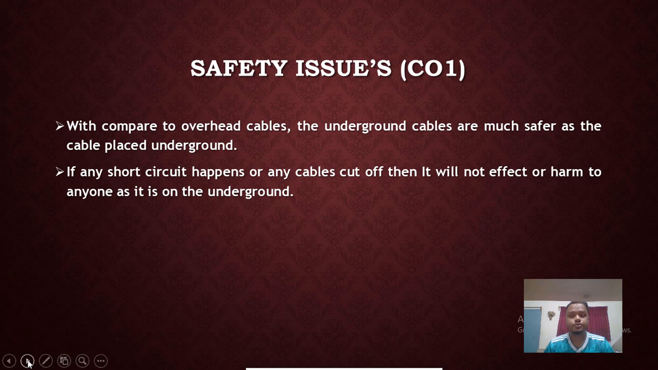The safety issues. Safety should be the first priority before setting up anything. Compared to overhead cable, underground cables are much safer as the cable is placed underground. If any short circuit happens or any cable is cut, it will not affect or harm anyone as it is underground.